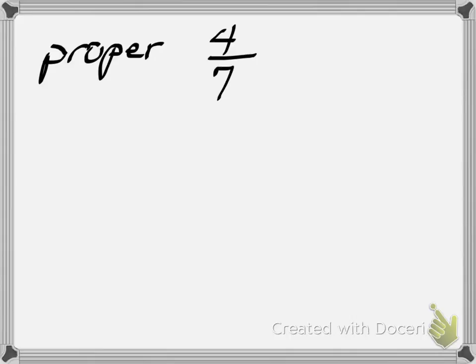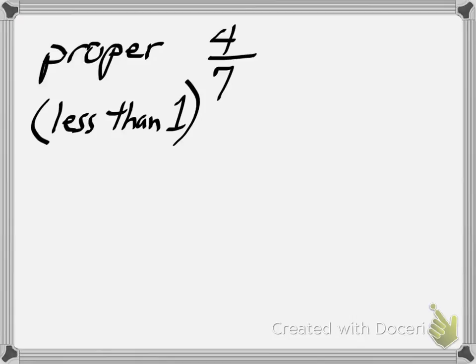First of all, with fractions, we had proper fractions. A proper fraction is when your numerator, the number on top, is smaller than the denominator. So a proper fraction is going to be less than 1. So 4/7 is only part of something. So 4 would be a part that you have, and 7 would be the number to make a whole one.